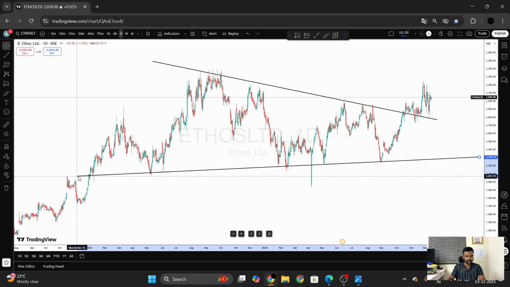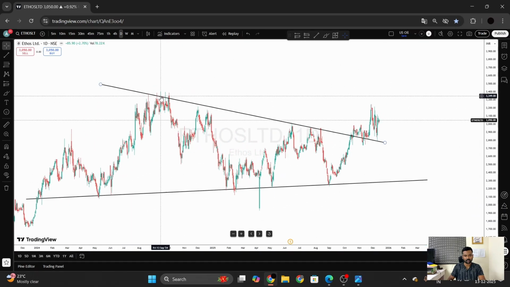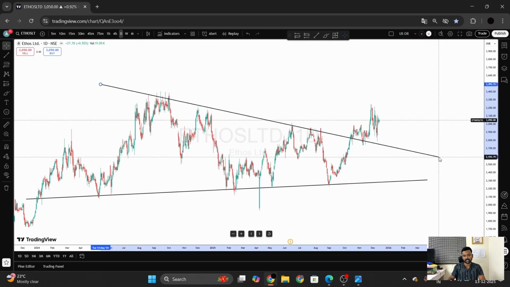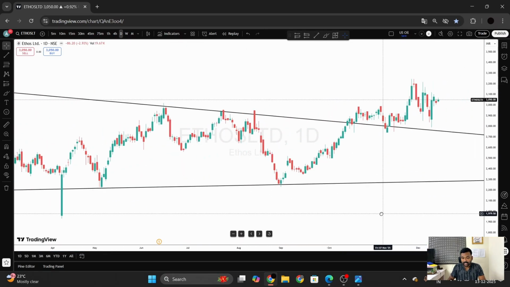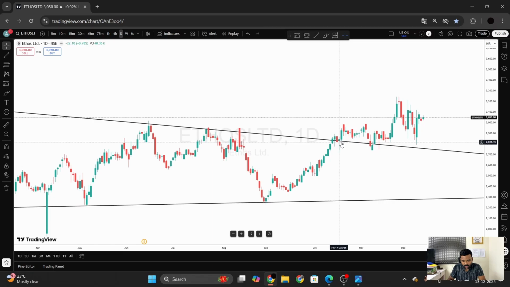So you see, there are supports 1, 2, 3, 4. A very good support. And here the price tried to break this area. It couldn't. And again it reached near this area. It couldn't. And again it moved near this area. So I found this stock exactly here, breaking out of this pattern very nicely.